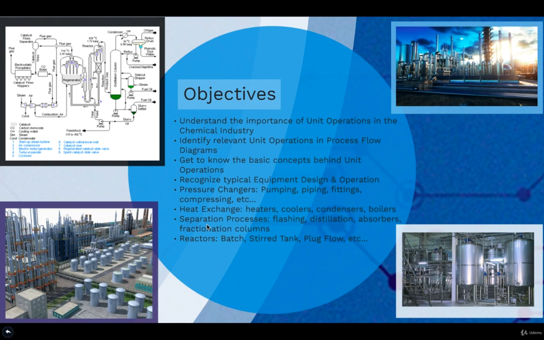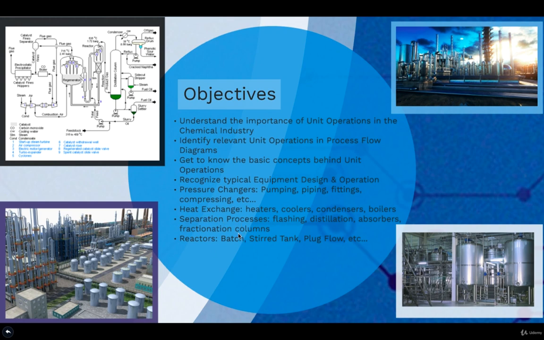Then we continue with mass transfer or separation processes. Most important: flashing, distillation, absorption, fractionation columns, extraction are the most common. I want you to be able to go to a refinery and say, this is the distillation column, this is fractionation, this is the cracker, this is a reactor, and so on. And also we cover the different type of reactors.